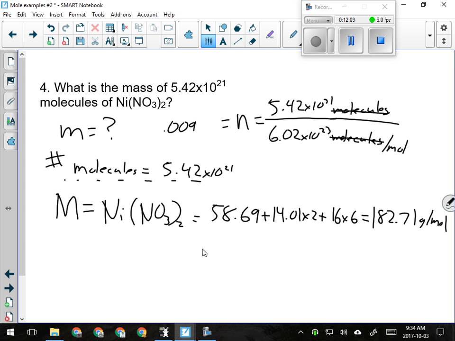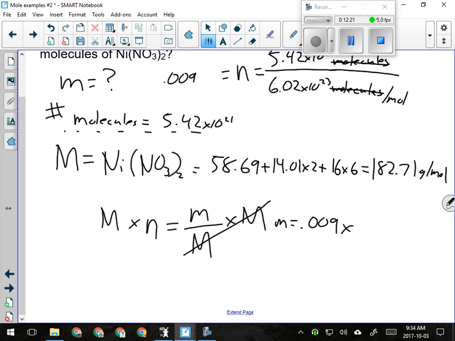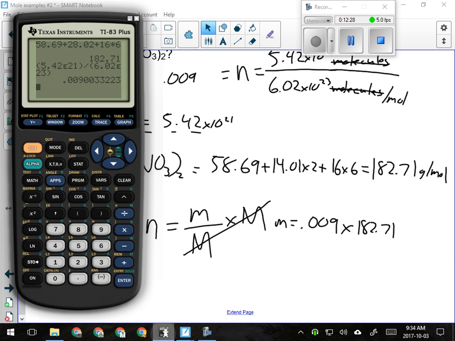Now that I have n, I can calculate m. All right, so now I'm going to go back to the mole equation, little m over big M. Solving for little m means multiplying both sides by big M. So little m will equal 0.009, the number of moles, times our molar mass, which was 182.71. Like I said, we want to keep all of our decimals till the end, which is why I try to do it in a certain order so that I can just go answer and keep them all that way. Times my 182.71.